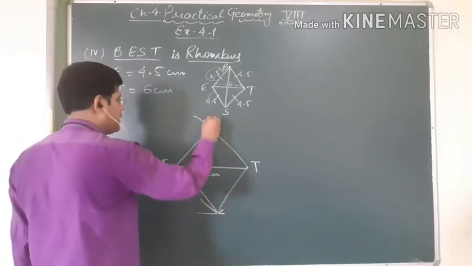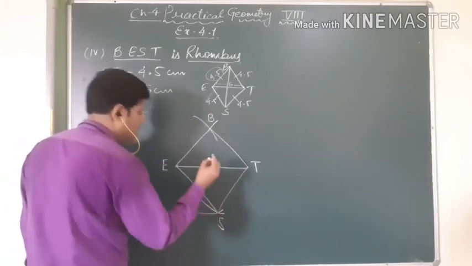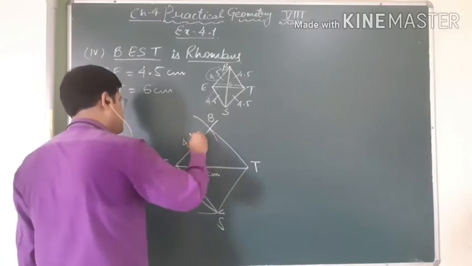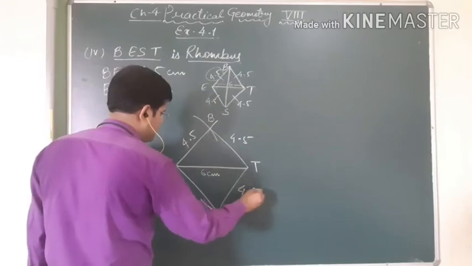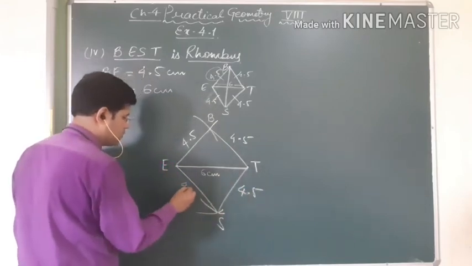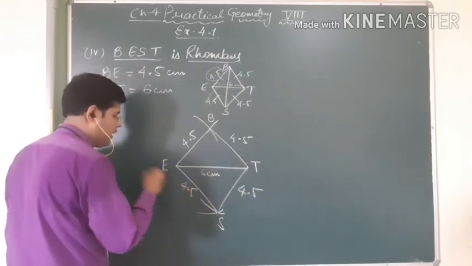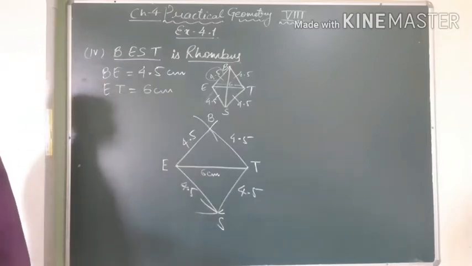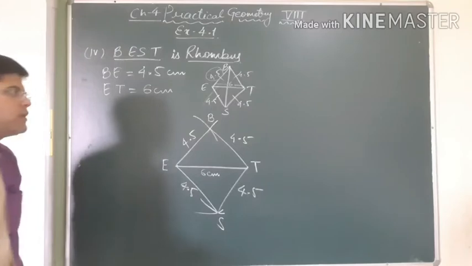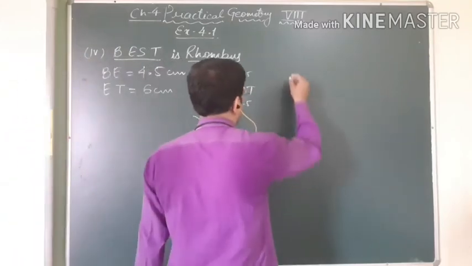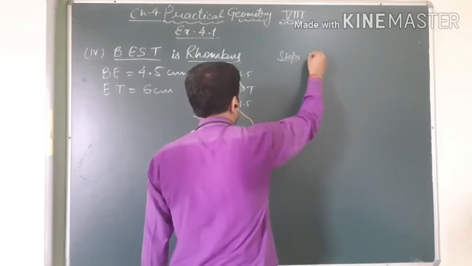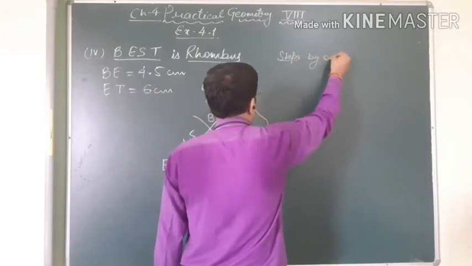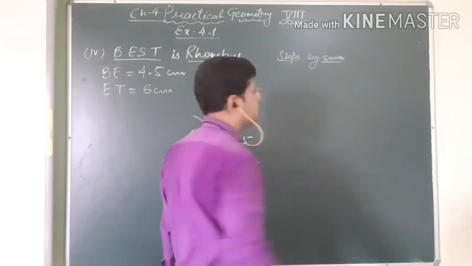Now write B here and S here. Now for the sides, this one is 4.5, this one is also 4.5, this is 4.5, and this one is also 4.5. So all the sides are 4.5 and the diagonal is 6. What about the steps? You can write the steps on your own, because the steps are very simple.